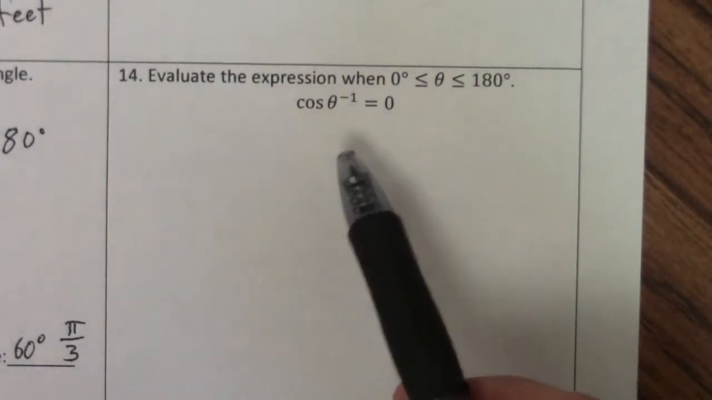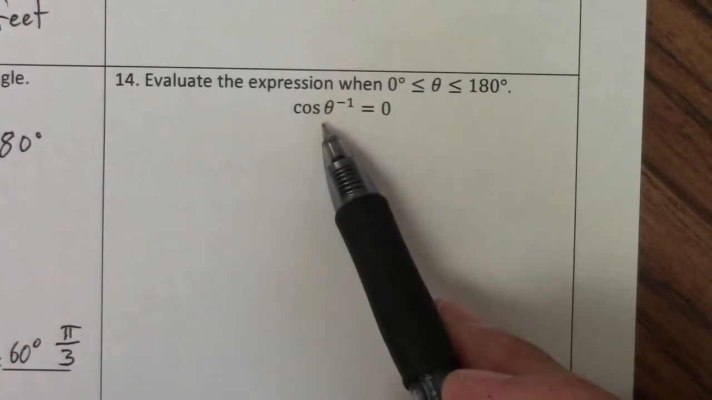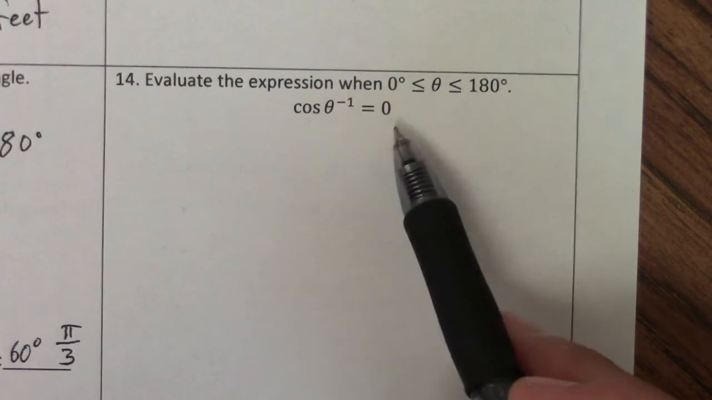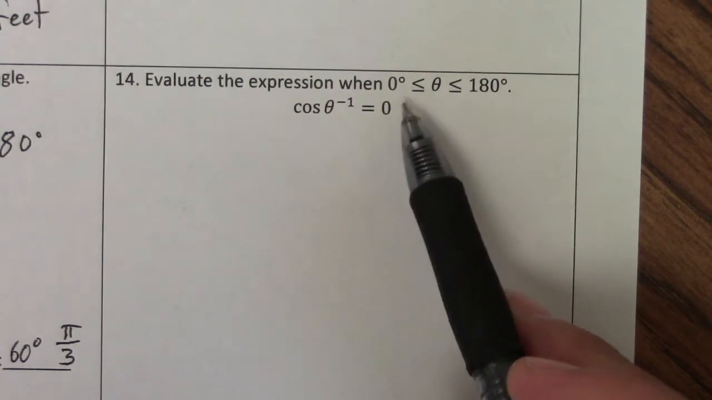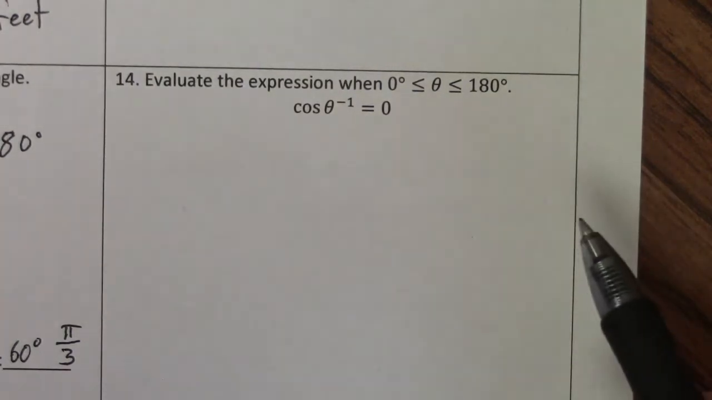On this problem, we're not going to use a calculator, but we're going to try to figure out when cosine theta equals 0. What angle causes it to be 0? And in particular, what angle between 0 and 180 degrees causes cosine to be 0?